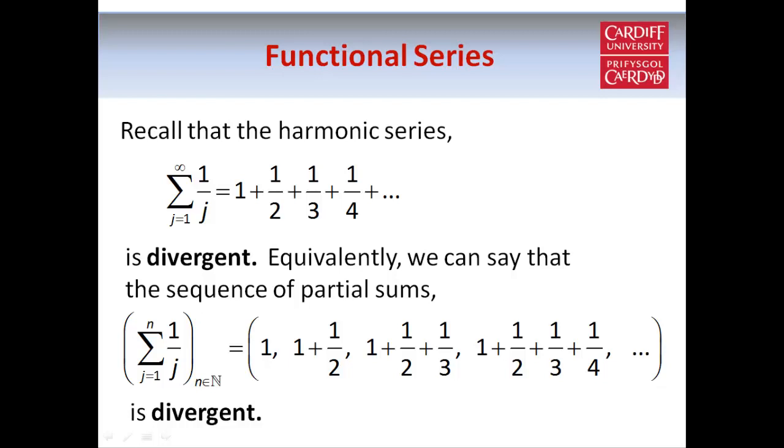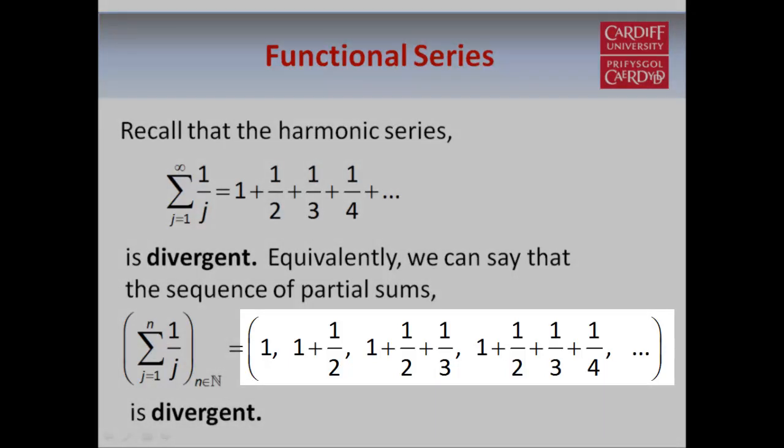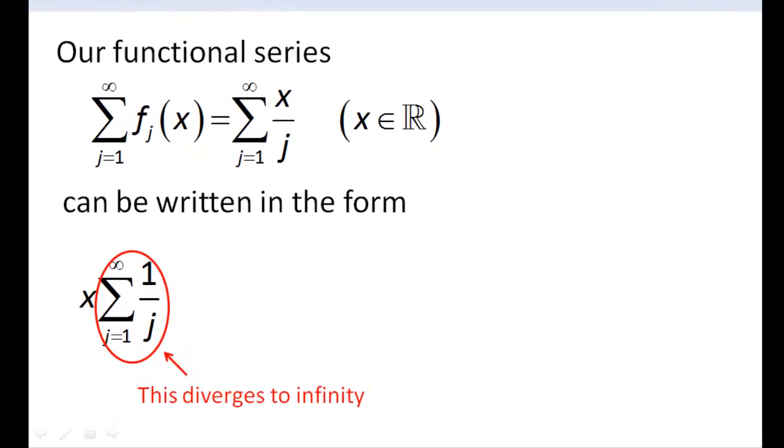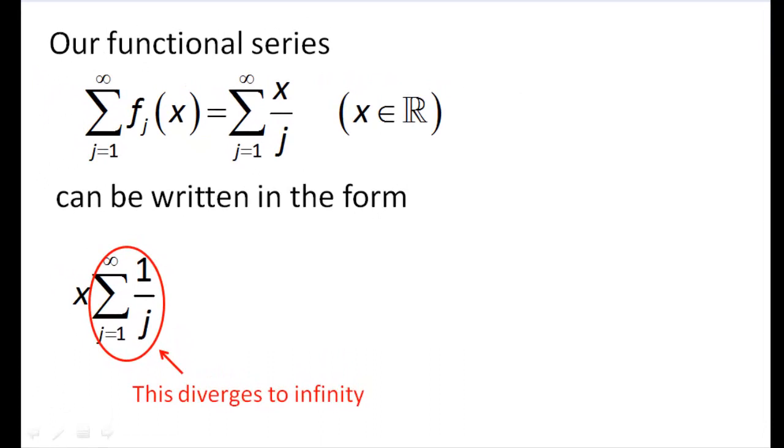And because the convergence or divergence of a series of numbers is equivalent to the convergence or divergence of the sequence of partial sums, we can say that this sequence of numbers is divergent. Now if we go back to our functional series x over j, we can take the x outside the summation because it has no dependence on j, and here we have the harmonic series, which is infinite.